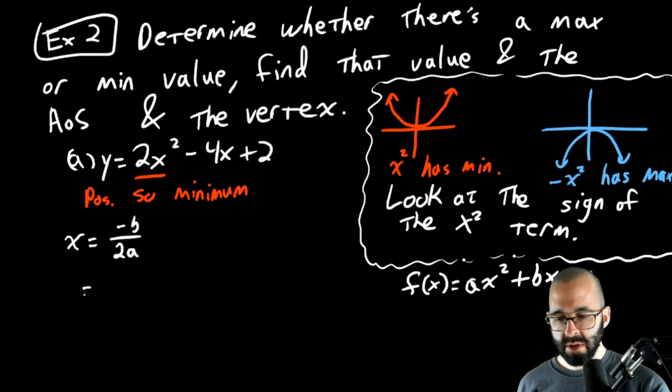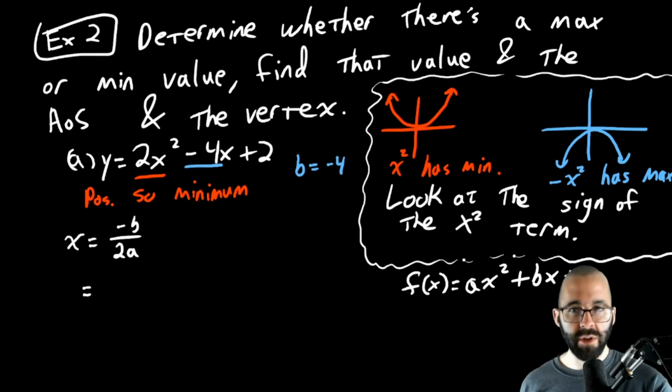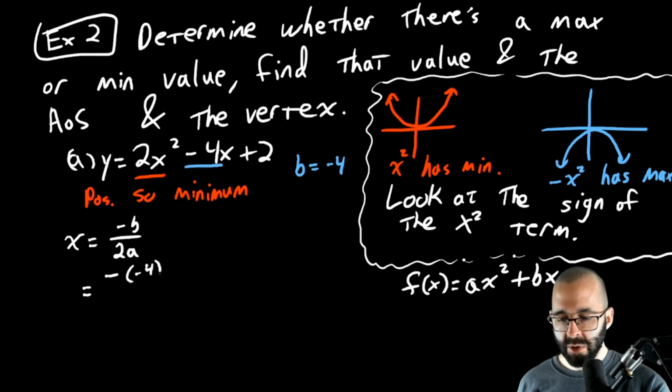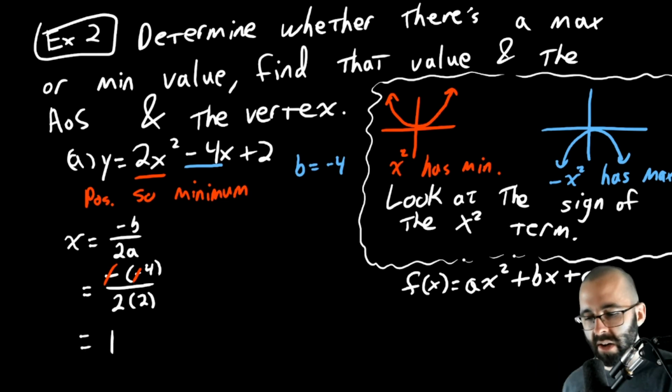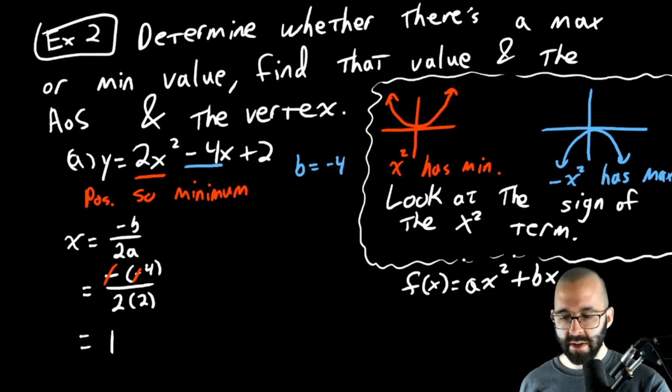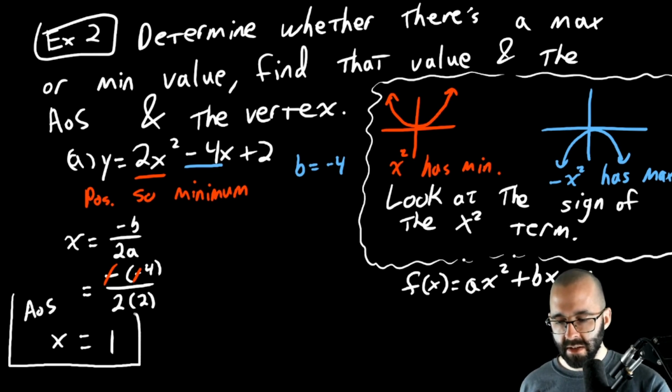So what is this equal to? b is negative 4. Be very careful to attach those negatives. So negative b is negative negative 4, divided by 2 times a. The negatives cancel each other out. We get positive 4 divided by positive 4. The axis of symmetry should just be 1. Great, that's our axis of symmetry. We needed to find that. Let's include that.